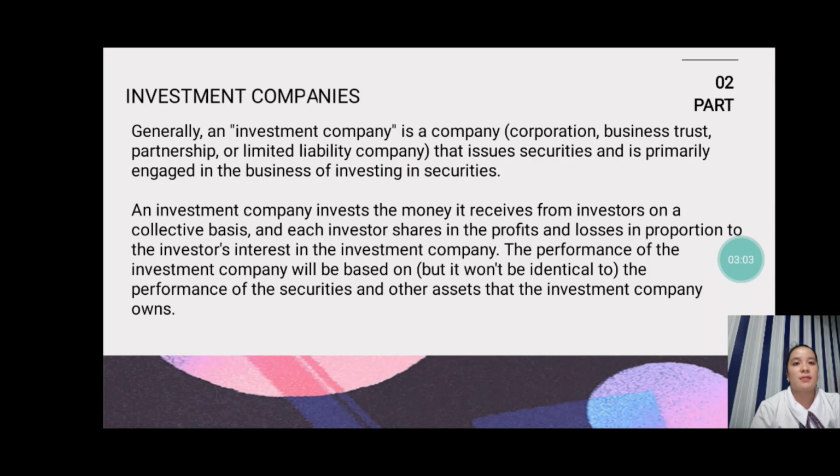An investment company invests the money it receives from investors on a collective basis, and each investor shares in the profits and the losses in proportion to the investor's interest in the investment company. The performance of the investment company will be based on, but won't be identical to, the performance of the securities and the other assets that the investment company owns.